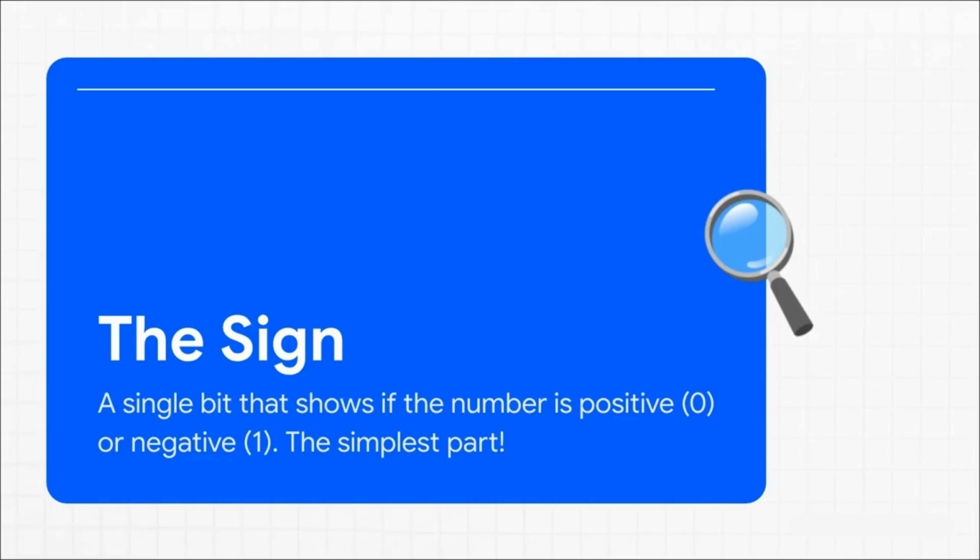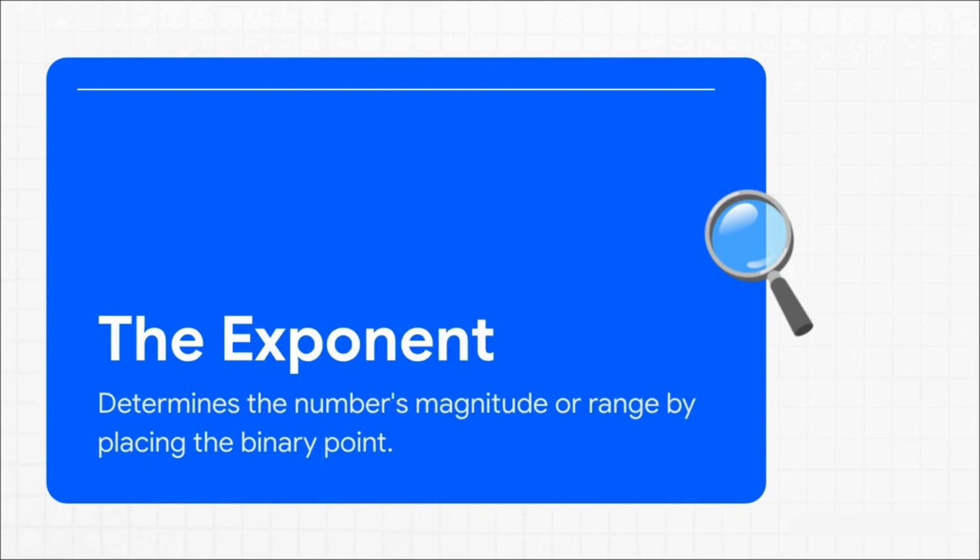First up is the sign. And this one is about as simple as it gets. It's just one single bit. Think of it like a light switch. If that bit is a 0, the number's positive. If it's a 1, the number's negative. That's it. Super easy.